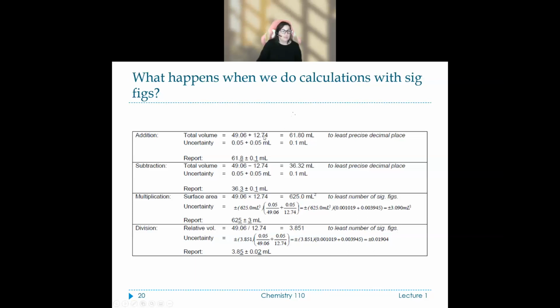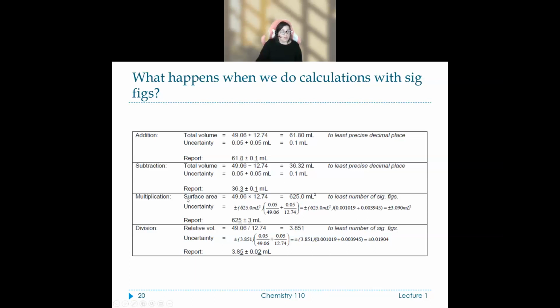Okay. For subtraction, we do the exact same thing. Again, we have 49.06, which has 4 sig figs, 2 beyond the decimal point, and 12.74, 4 sig figs, 2 beyond the decimal point. I do the subtraction, I get 36.32. That's 4 sig figs total, 2 beyond the decimal point. So that's the correct number of significant digits.